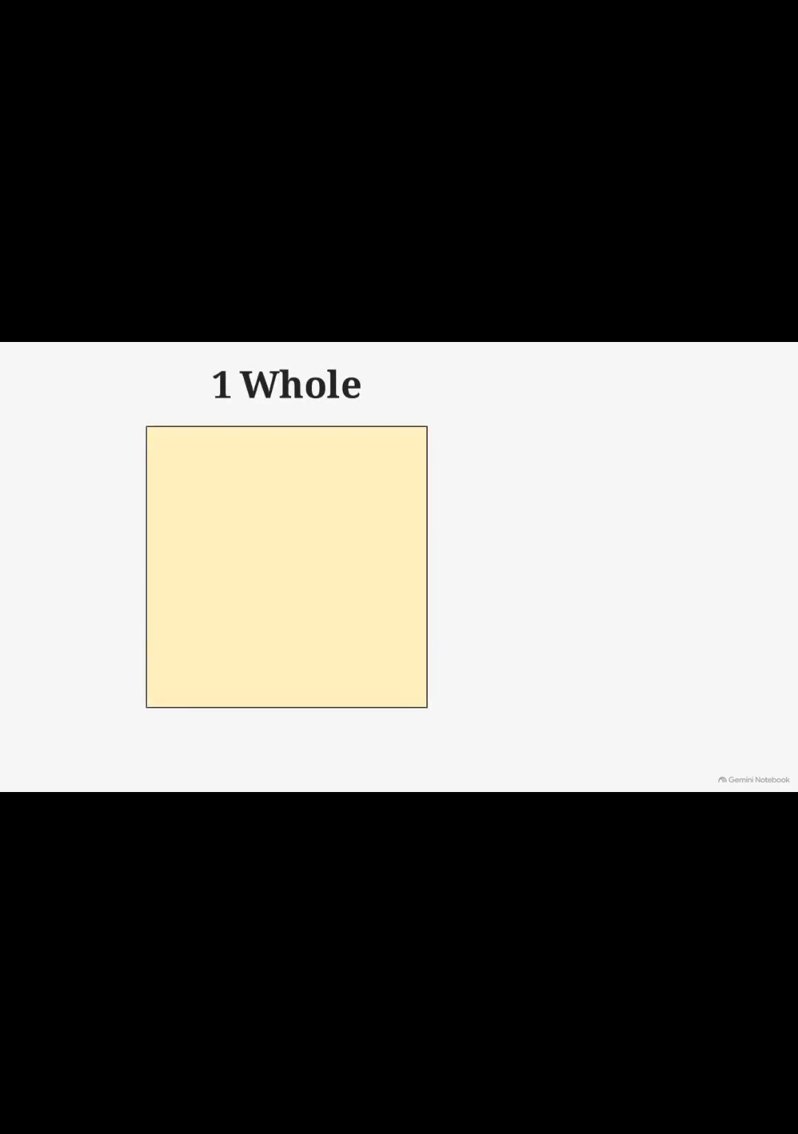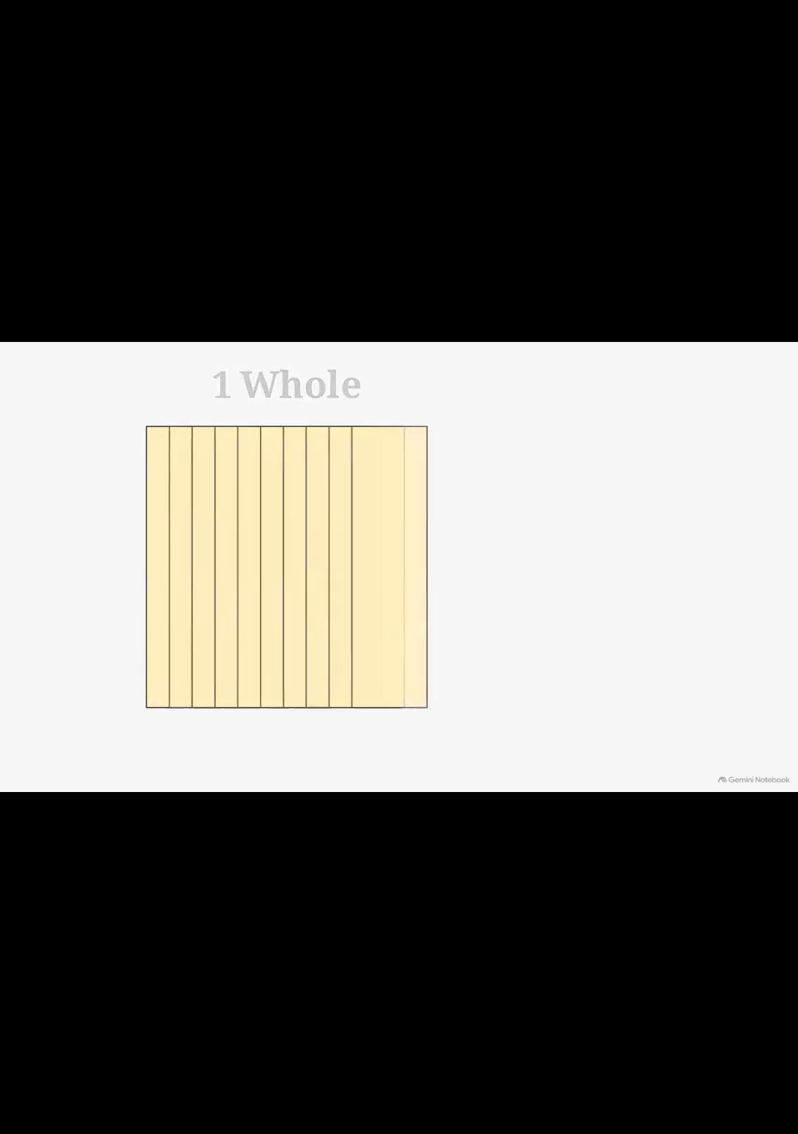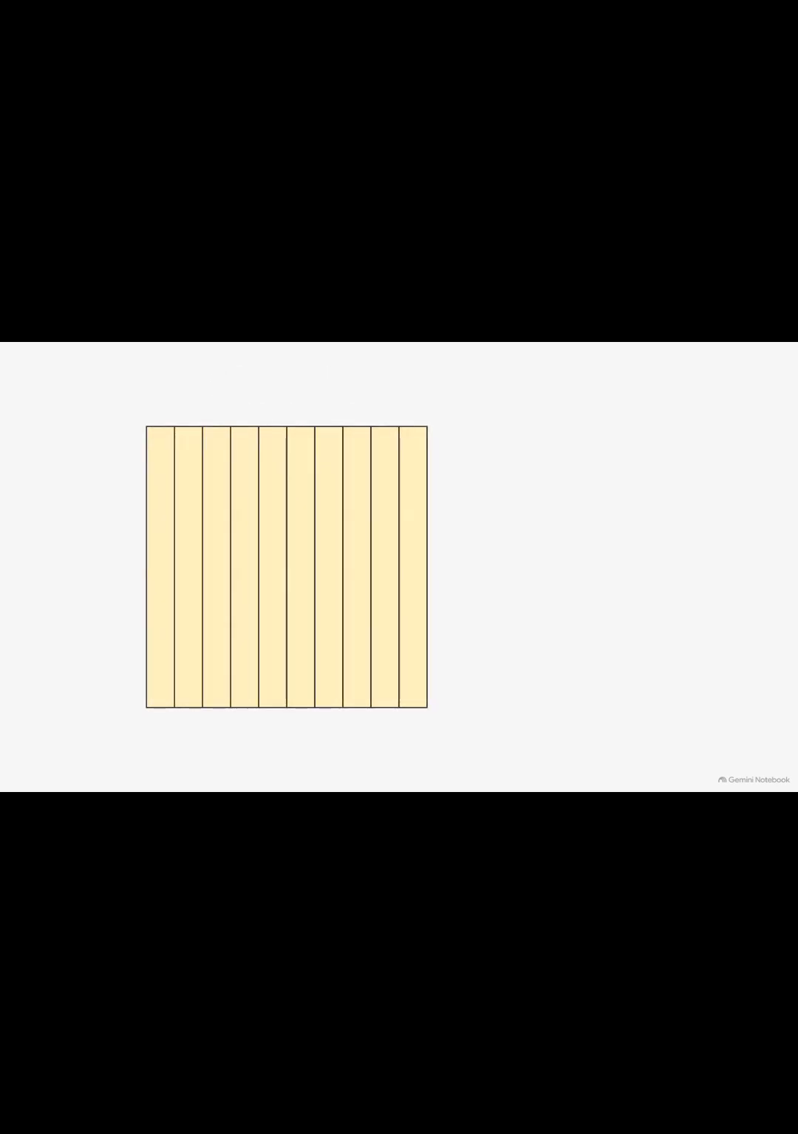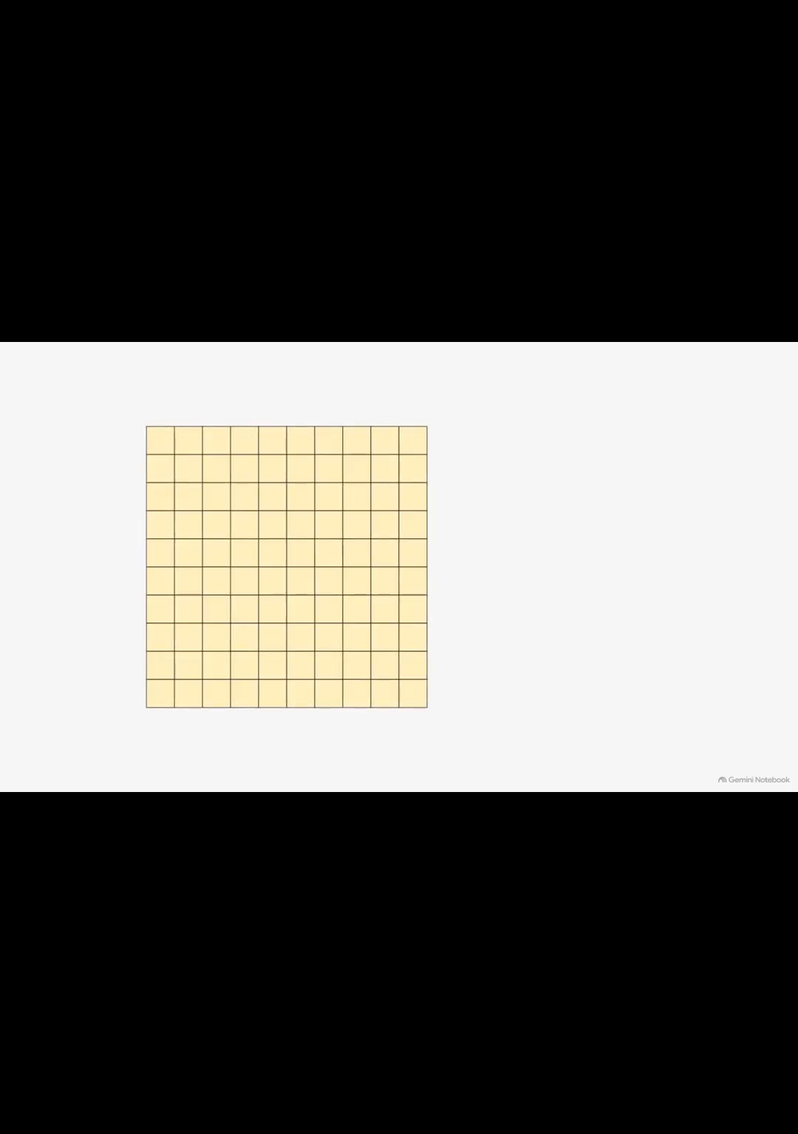Think of this solid rectangular bar as one whole chocolate bar. If we divide this bar into 10 equal slices, each part is 1/10. We write that as the fraction 1 over 10 or as the decimal 0.1. Now, if we divide the same whole bar into 100 equal squares, we isolate the hundredths place. One single tiny square is 1 over 100, which translates to the decimal 0.01.